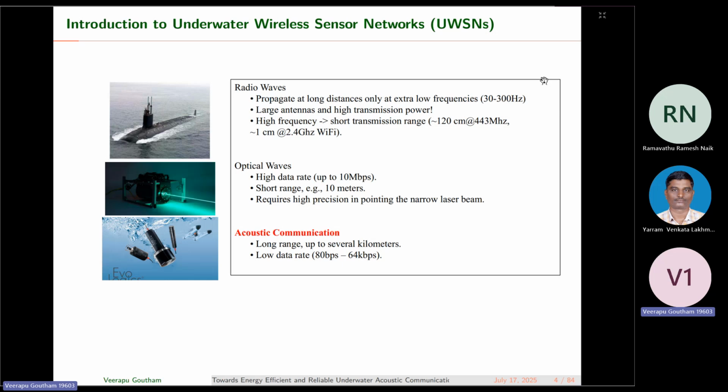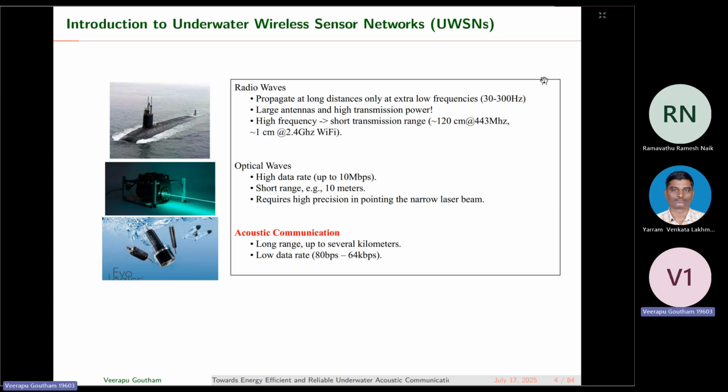When we use optical signals, the problem is that we need a narrow laser beam. These optical signals are also confined to a short range, like 10 meters. But within the 10 meters, they give a high data rate, due to the bandwidth available in optical communication, so we get a very high data rate.